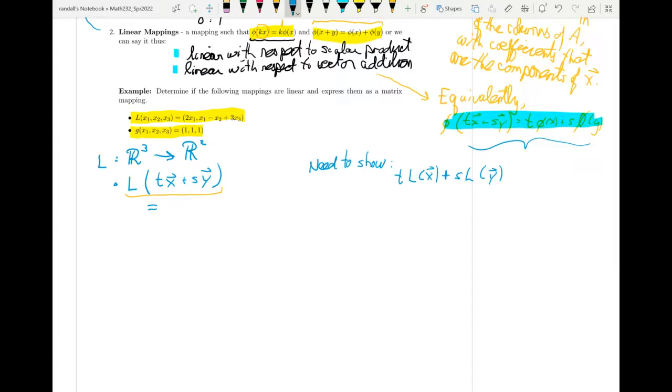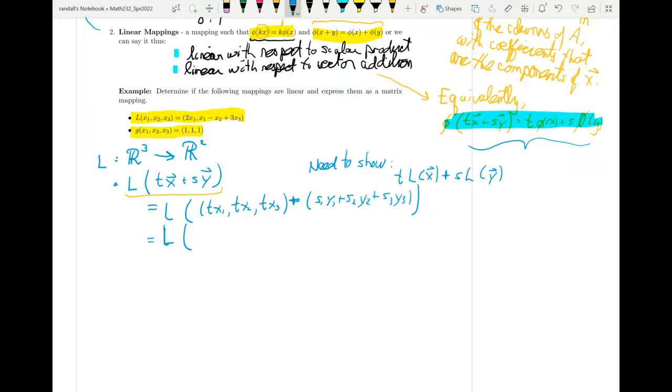Now I have to use the properties of this L. First of all, let's do the scalar multiplication. This is going to be the vector tx1, tx2, tx3. And I'm going to do the scalar multiplication on y: sy1, sy2, sy3. All right, so I've done the scalar multiplication. Now I'm going to do the vector addition. I have these two vectors in R3 inside the brackets, and I'm adding them.